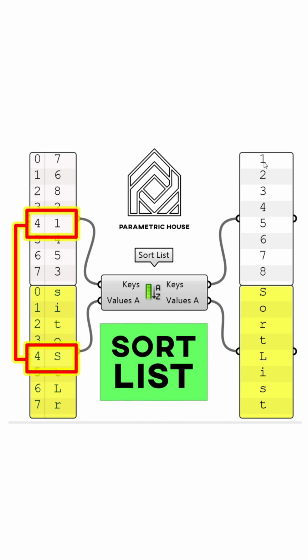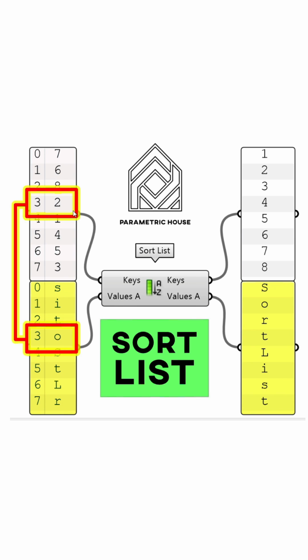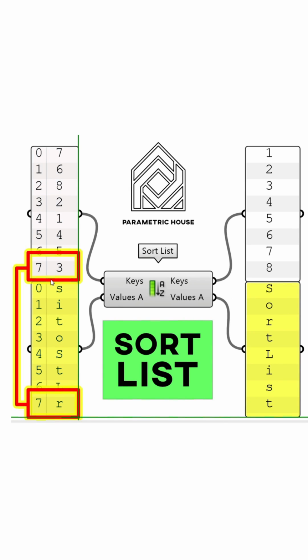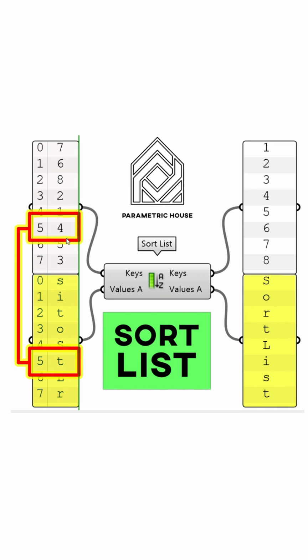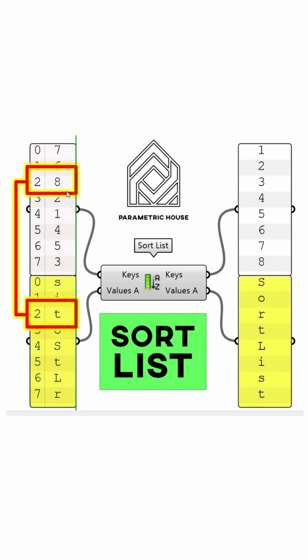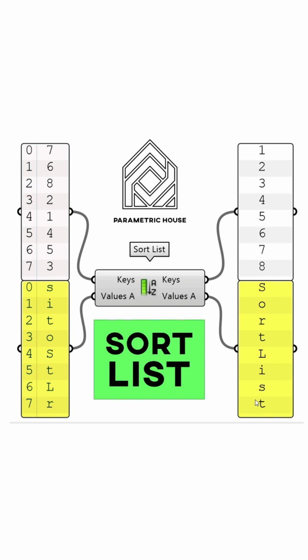The first number is 1, so the index is 4. It's going to take out the 4 index and give it out as the first. The second number is going to be index 3, so it's going to give us an O. The third is going to be an R, T, L, I, S, and T. So you can see the output is going to be sort list. This is how you can use the sort list component.